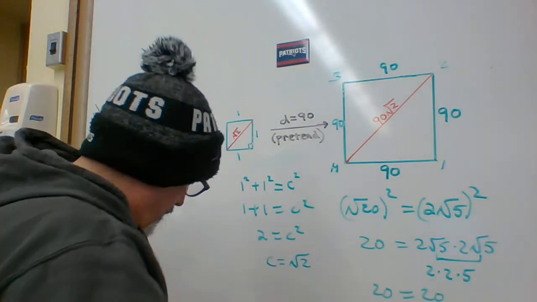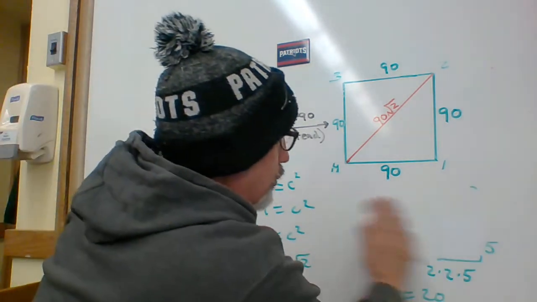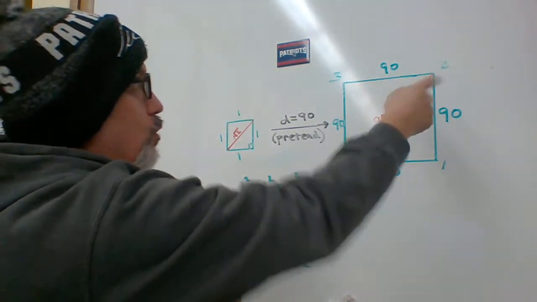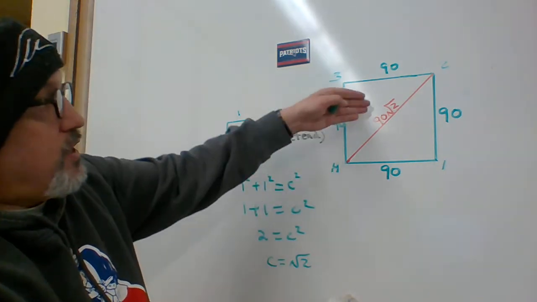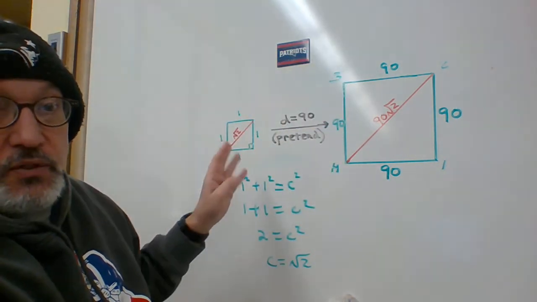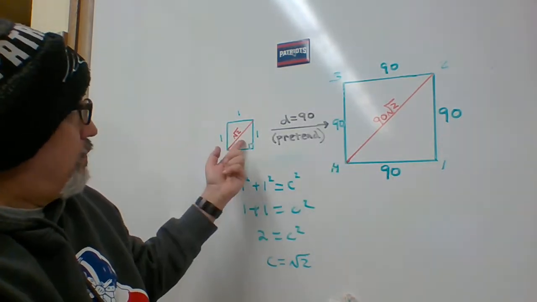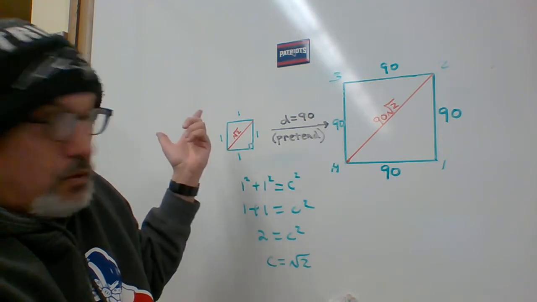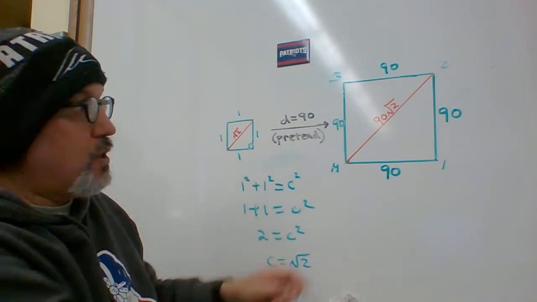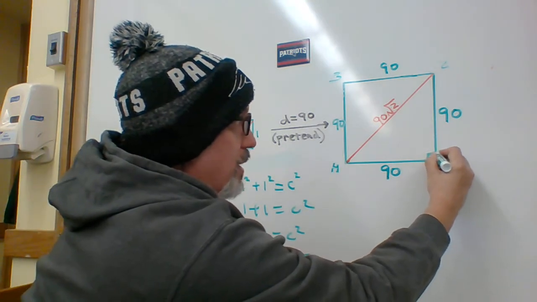So coming back to our question about how far is it from home plate to second base, we've already seen an answer based on dilation, that this is a 90-times dilation of the unit square. So the diagonal is 90 times the square root of 2. But what if we applied the Pythagorean theorem to the baseball diamond?